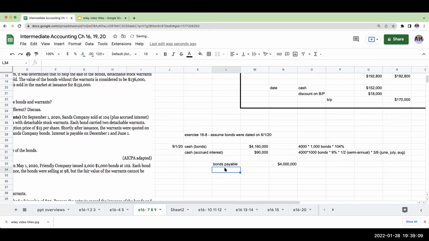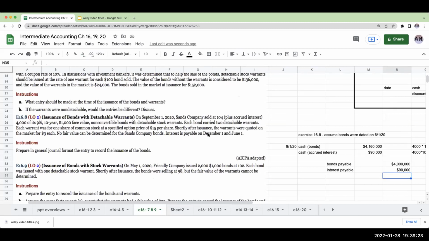What I'm also going to do over here is credit interest payable, because I'm going to have to pay that interest since they're prepaying it with the bond. So I'm going to credit interest payable, which will be relieved when we make our first payment on December 1st.